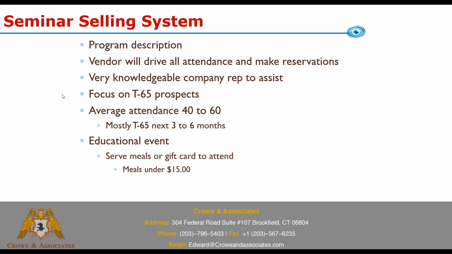What you can anticipate for attendance, what we've been seeing is 40 to 60 people attending the event. When I talk about doing a seminar or an event, I say an event because there's one charge to drive the attendance, but usually you break it up in 2 sessions. Again, these will be mostly T65 people attending. They'll be turning 65 usually in the next 3 to 6 months when they show up.